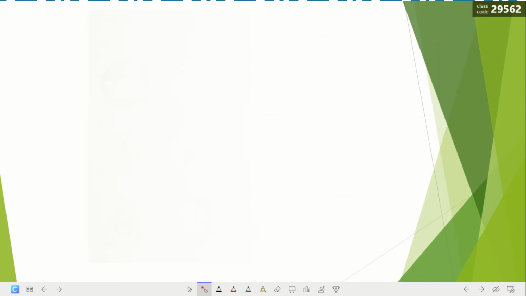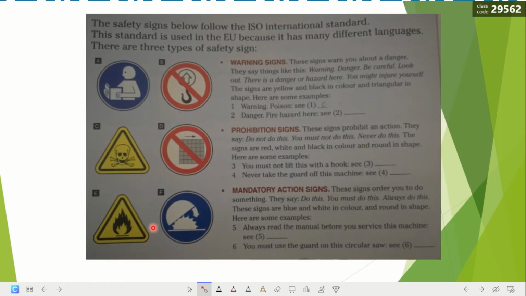Please open the book and read this. The safety signs below follow the ISO International Standard. This standard is used in EU, European Union, because it has many different languages. There are 3 types of safety signs: warning signs, prohibition signs, mandatory action signs. Please pause the video for about 4 minutes, read and answer the questions, the color and 2 examples, and don't forget to match the examples here with the pictures on the left.